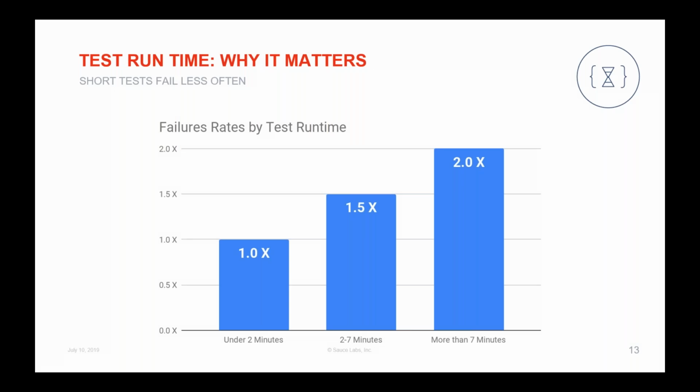And then this is a really interesting analysis we did. We looked at the tests run by our customers in a 3-month period, about a couple hundred million tests, and we broke down the failure rates by runtime. We found a really nice stepwise function showing that if your test is under 2 minutes, that's the base rate of 1. Tests between 2 and 7 minutes long fail at a 50% higher rate, and tests longer than 7 minutes fail twice as often as tests under 2 minutes.